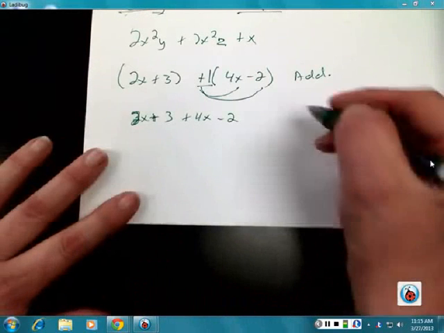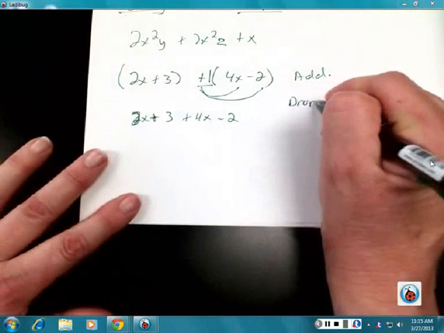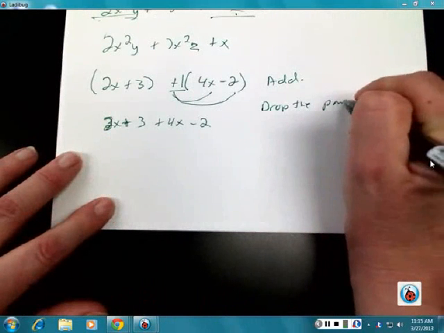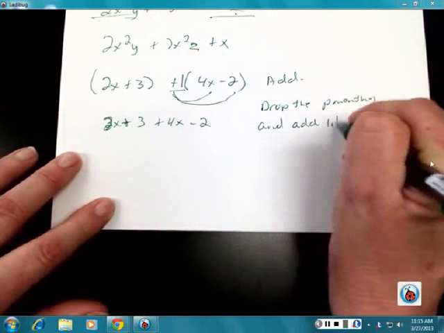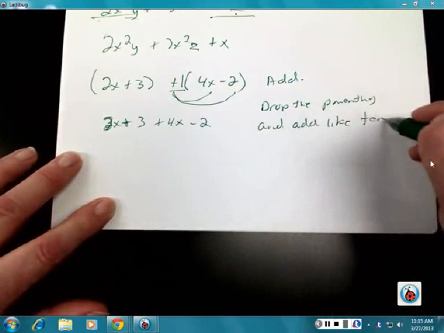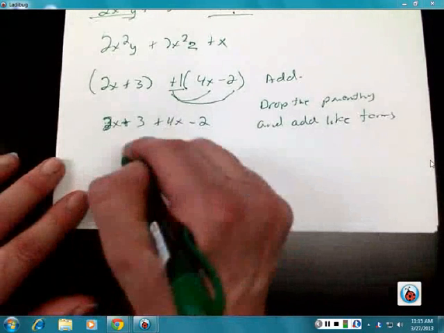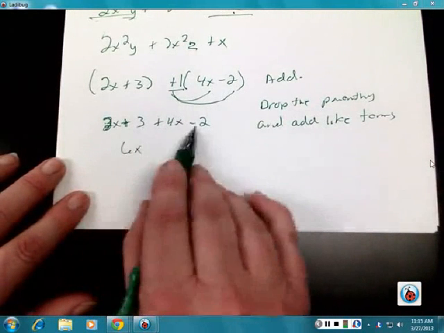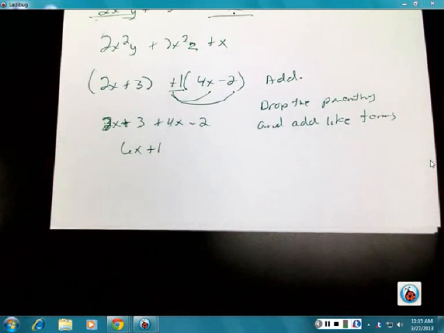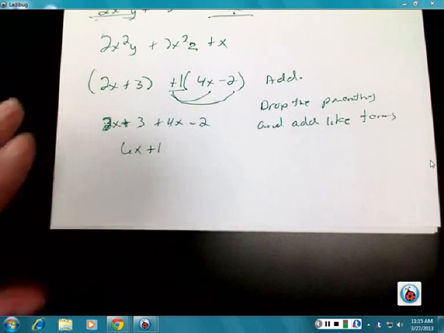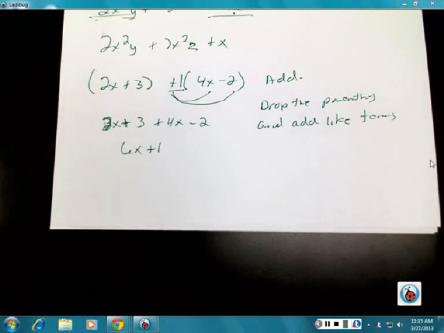So if you are adding, you're going to just drop the parentheses and add like terms. So 2x plus 4x is 6x. Positive 3 and a negative 2 is a plus 1. And so my answer comes out to be 6x plus 1. We okay so far? What do you think? Yeah? So basically it's just dropping that piece and coming up with what you would have with that.